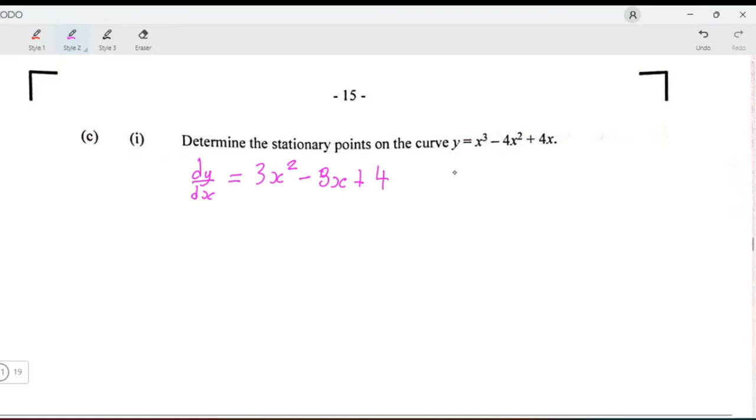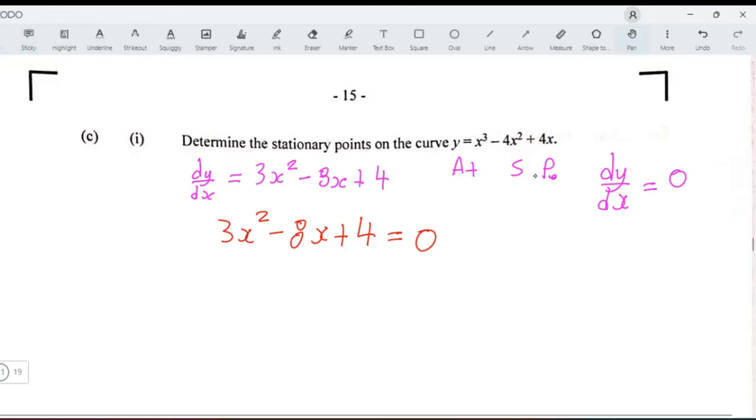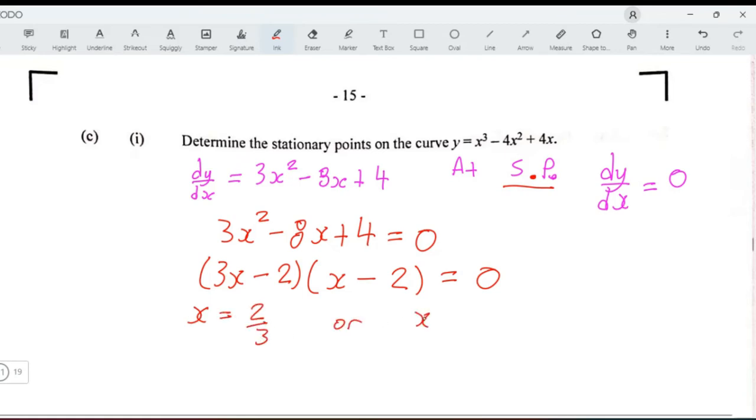Now, at a stationary point, we have to remember that dy by dx is equal to 0. So now we need to go ahead and solve this equation equal to 0. 3x squared minus 8x plus 4 equal to 0. Now that we're solving this equals 0, we factorize it straight away. This is now 3x, x. Let's see. Signs are the same, both being negative. So 2 and 2, minus, minus. Let's see. Yes, that would work out. So this is giving us x is 2 over 3 or x equal 2.